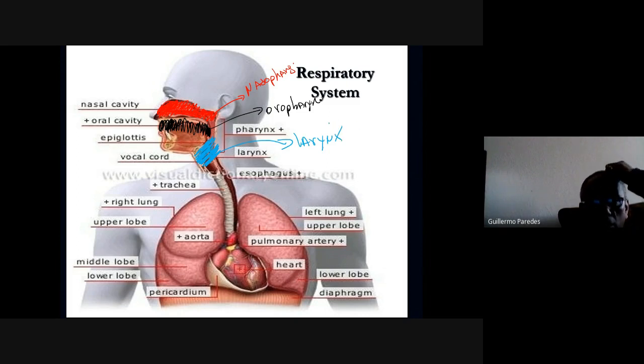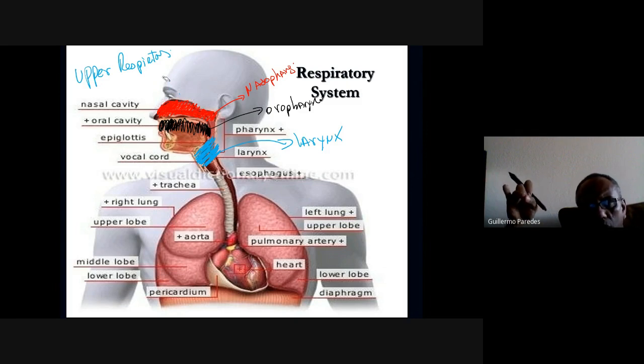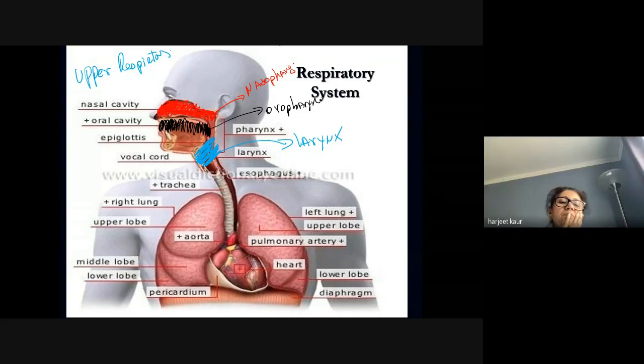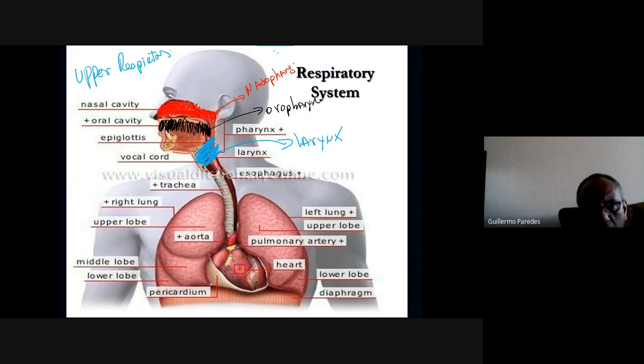Okay? All right. So these three all together are going to be called the upper respiratory tract. There are other components like the sinuses, but we are not going to talk about them now. So frontal, etc. There are other cavities. But just remember, nasal, oro, and laryngopharynx. So all three are going to be the upper respiratory tract. We okay with that? Yes. So these three, as you see here, are the upper respiratory tract.